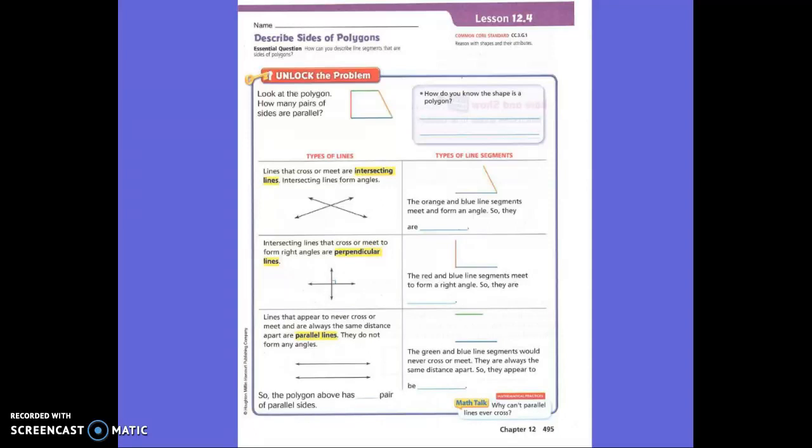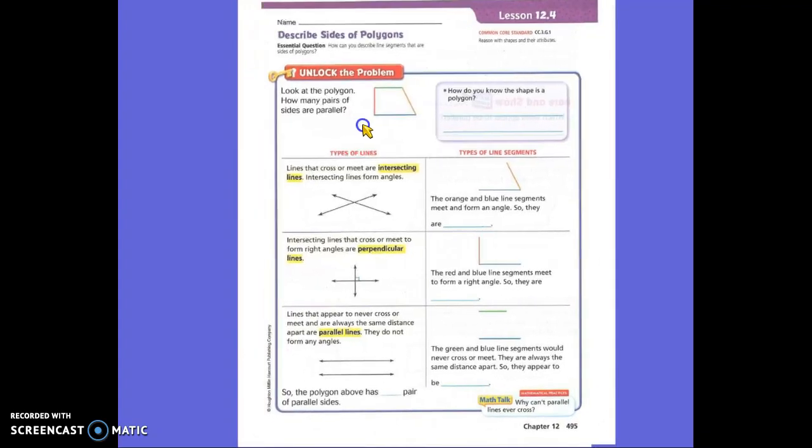Boys and girls, today we're going to determine if lines or line segments are intersecting, perpendicular, or parallel. A lot of you have done this on your IXL already. We're going to do it today too, and then we're going to practice on IXL when we're done, okay? All right. Look at this polygon right here, this picture.